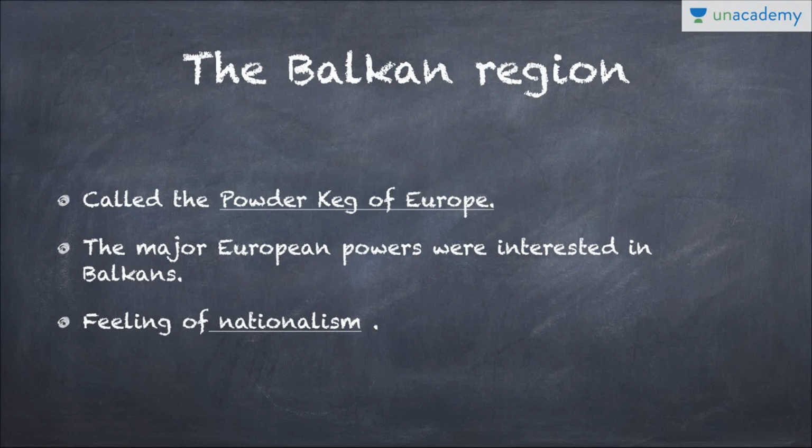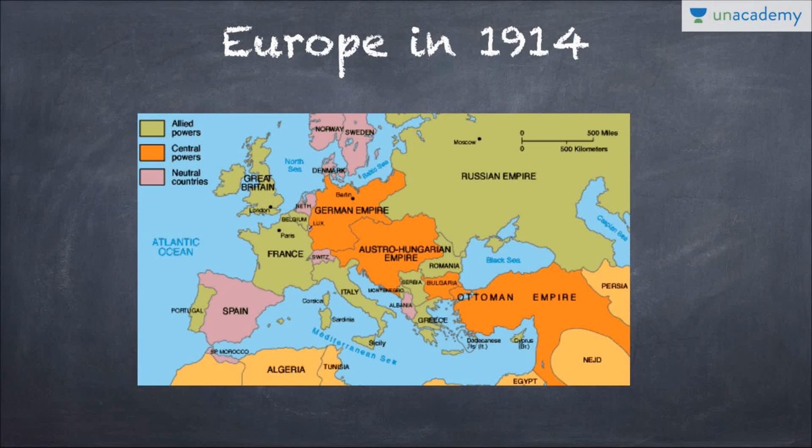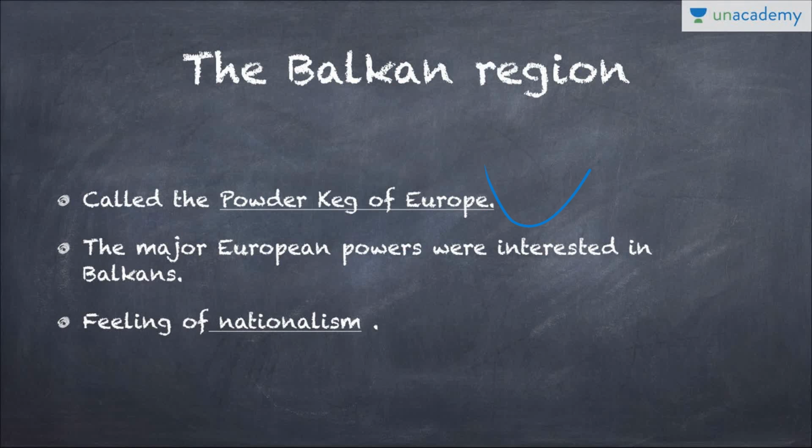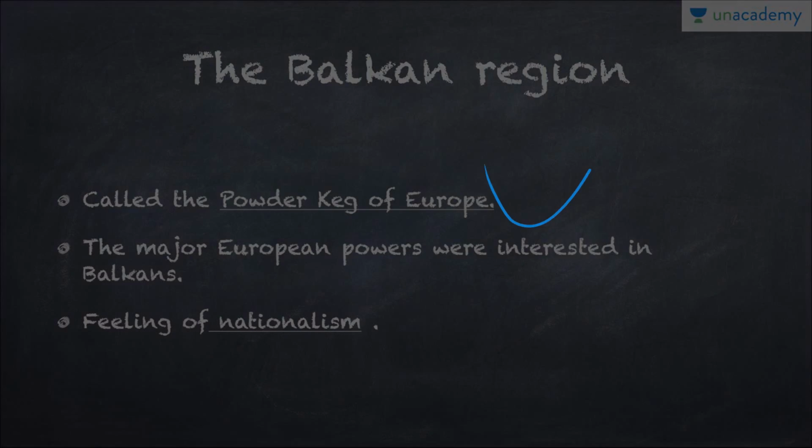When we talk about the Balkan region, it is called the powder keg of Europe, because from three sides it is being attacked. Can you see? This is the Russian Empire, this is the Ottoman Empire, and this is the Austro-Hungarian Empire. All three are fighting for it. So it is the powder keg of Europe, meaning barud, and it will catch fire quickly, and it happened. And the major European powers, the Russian Empire, Austro-Hungarian Empire, German Empire, Ottoman Empire, United Kingdom, Kingdom of Italy, everybody was interested in the Balkans, and there was a huge feeling of nationalism, and that is why the Balkan region was a very important and crucial reason for World War One.